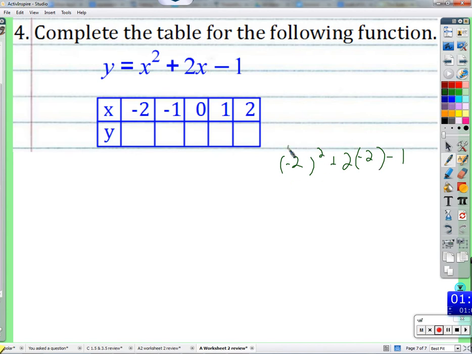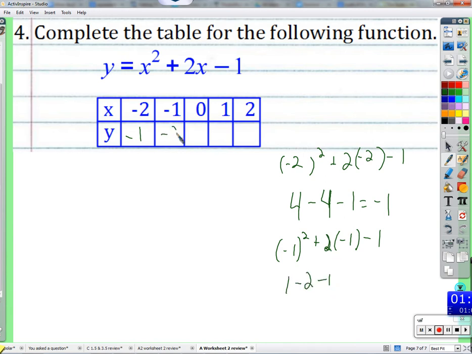So what is this going to come out to be? This right here, just this first part. Negative 2 times negative 2 is positive 4. Minus 4, 2 times negative 2 is negative 4. Minus 1, so that's negative 1. Negative 1 squared plus 2 times negative 1 minus 1. That's 1, minus 2, minus 1. Negative 2. That's 0. Can you do that quickly without much work? This part is 0, and now we get negative 1.